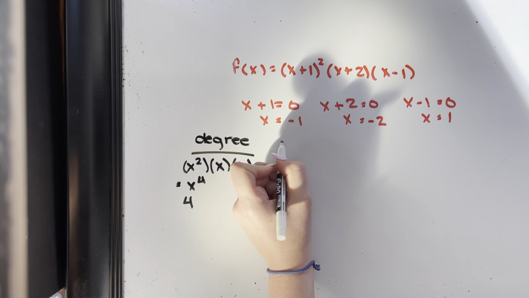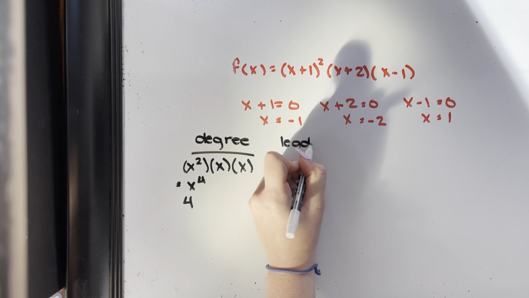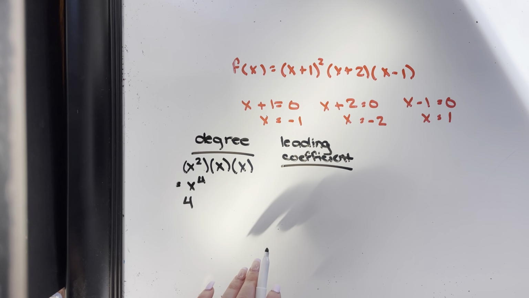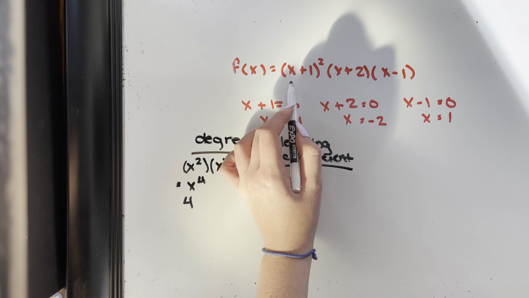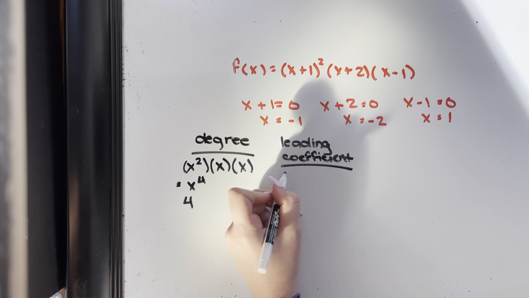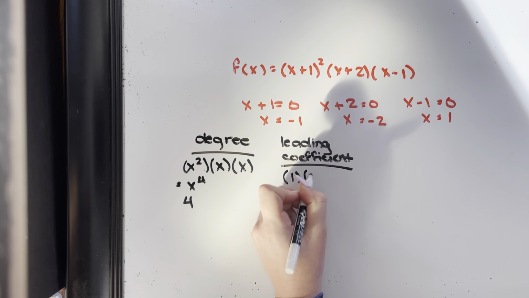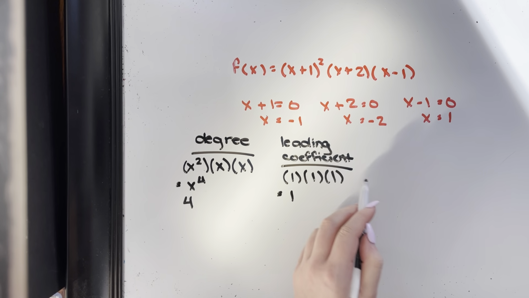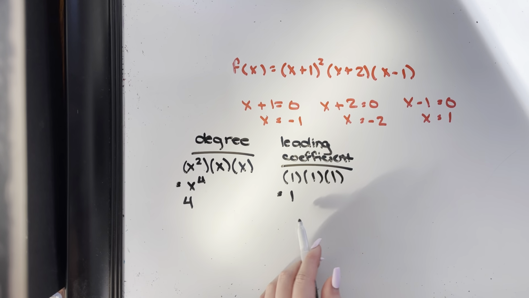So now to find the leading coefficient, what you have to do is multiply all the x coefficients together. In this equation, all the coefficients on x are 1. So we're going to multiply 1 times 1 times 1, which gives us 1. So the leading coefficient for this function is 1.